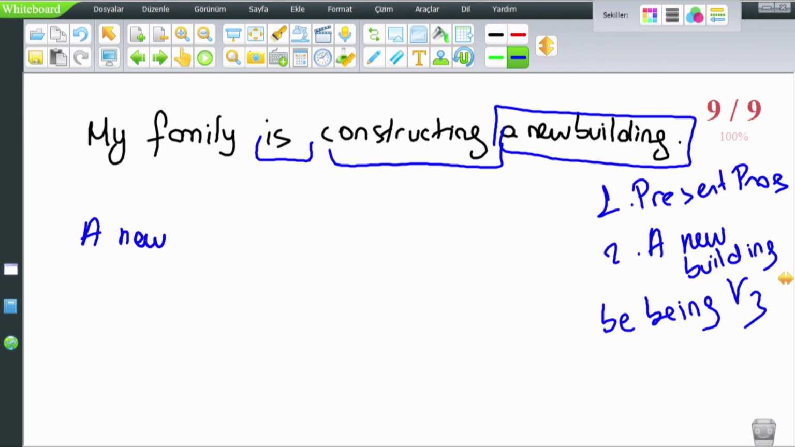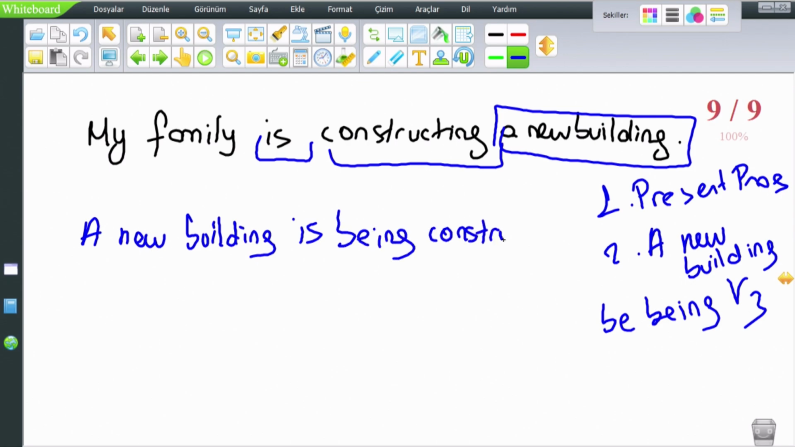So I will start writing my new sentence. A new building. I am going to use am, is, or are. This is a singular one, so I will use is being constructed. Now I will add the information to the sentence. Who actually does this action? By my family.